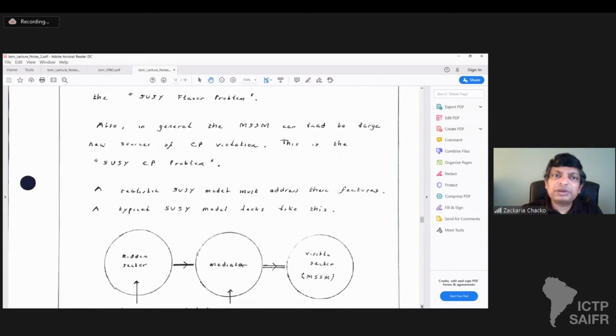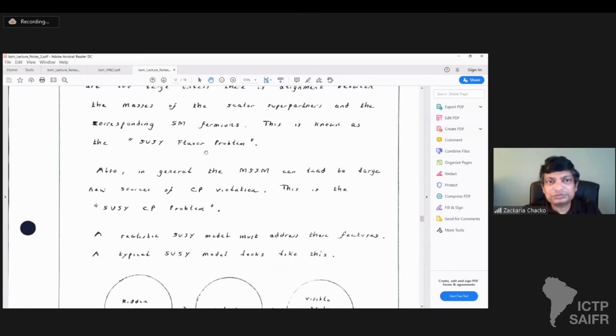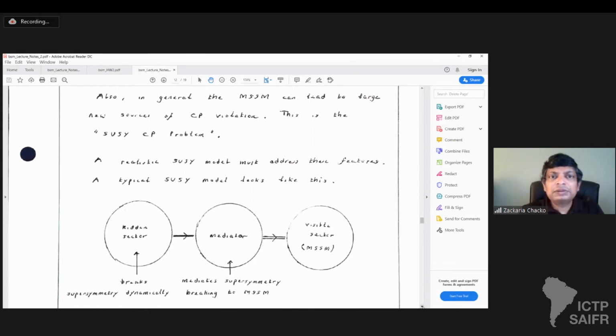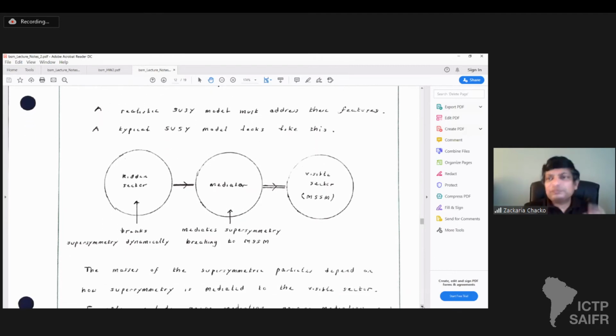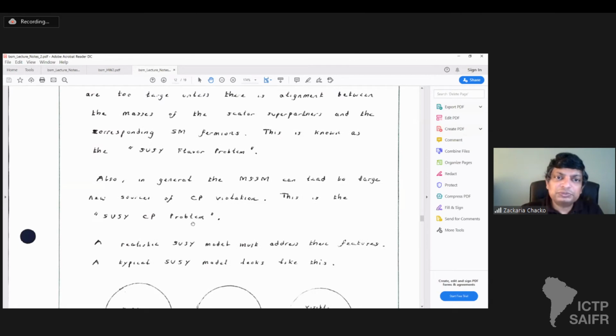Another thing which is not automatic is CP. In general, in the MSSM, there are large new sources of CP violation. And this is called the SUSY CP problem. The previous problem, the flavor changing neutral currents, is called the SUSY flavor problem. So SUSY has a flavor problem and it has a CP problem. A large part of building a realistic SUSY model is finding a way to solve these two problems, the flavor problem and the CP problem.